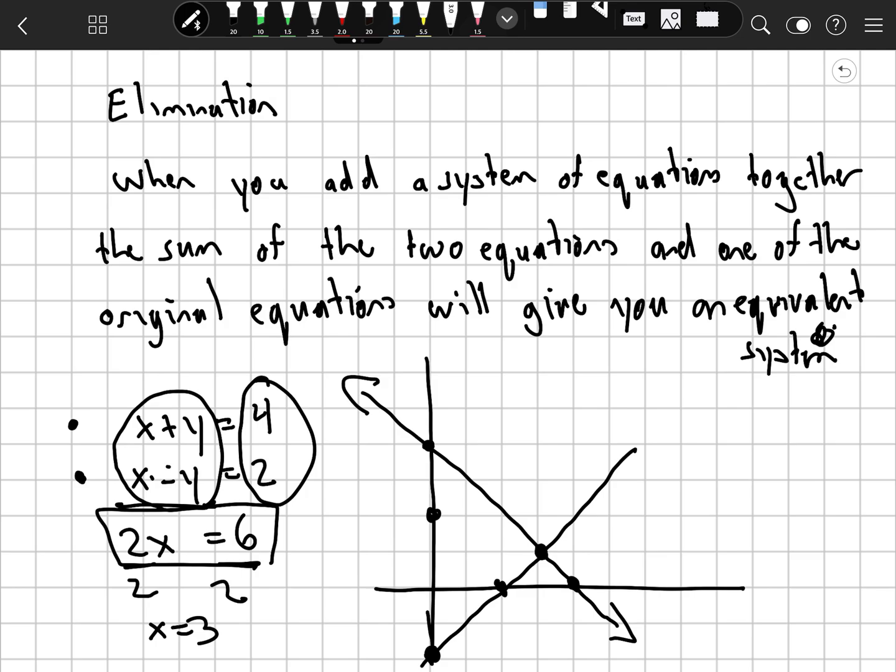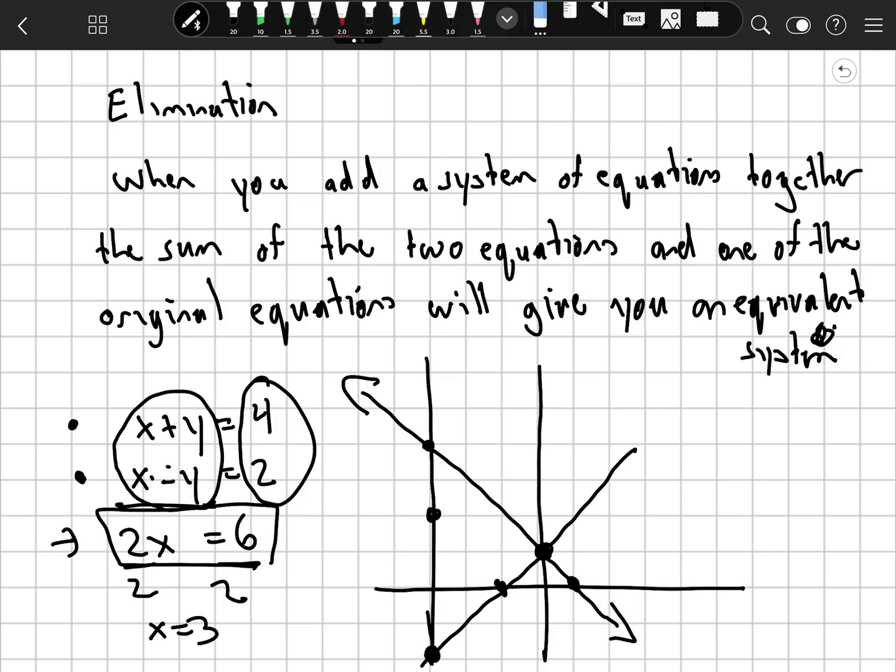And if I were to graph this, 2x equals 6, x is 3. So the graph kind of looks like this here. And so what we're saying here is, this is a little more simple equation. That's kind of what we wanted so we could solve for x. But what we're saying is, if you add any two equations together, and it's easiest when it's in standard form, the sum of those two equations and either of those two equations will make a new system with the same solution. Notice how all three of these lines go through the same point.